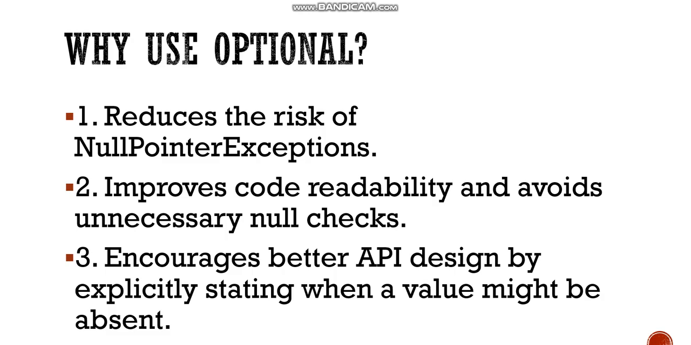So why do we use the Optional class? As I mentioned earlier, it reduces the risk of null pointer exceptions, improves code readability, and avoids unnecessary null checks. Apart from that, it encourages better API design by explicitly stating when a value might be absent. These are some important benefits of the Optional class, which you can read out. I will be sharing this PPT in my Git link, and it is very important as an interview question. The interviewer can ask why we use Optional. You can tell these things, and further explain by giving an example.